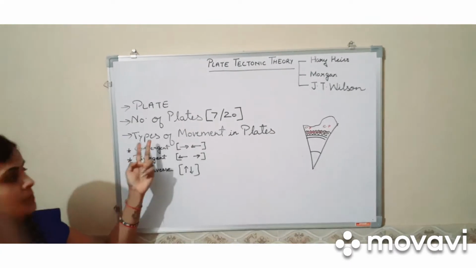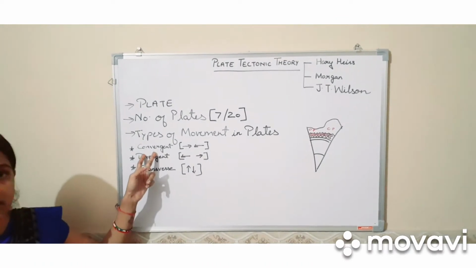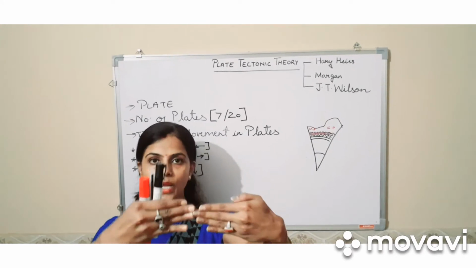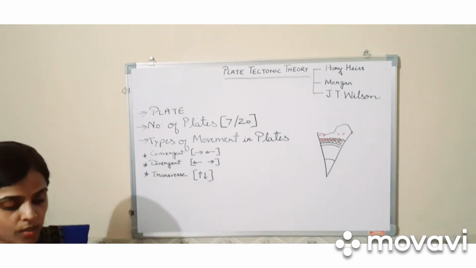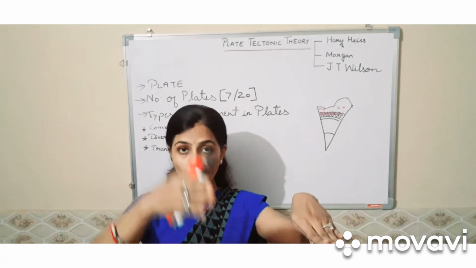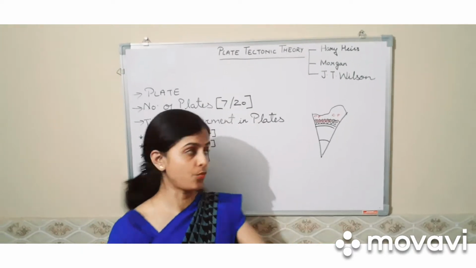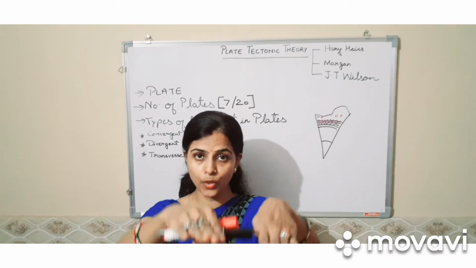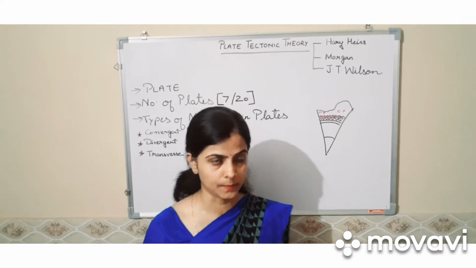Let's see how these plates move, that is, the types of movement in plates. The first one is convergent. Convergent means when plates move in the same direction and they collide. Because of this collision, fold mountains are formed. Second, divergent. Divergent means when plates move in opposite directions. Faults are formed, and because of faults, rift valleys and block mountains are formed. Transverse movement means when plates move horizontally past each other. Transverse movement is responsible for earthquakes.